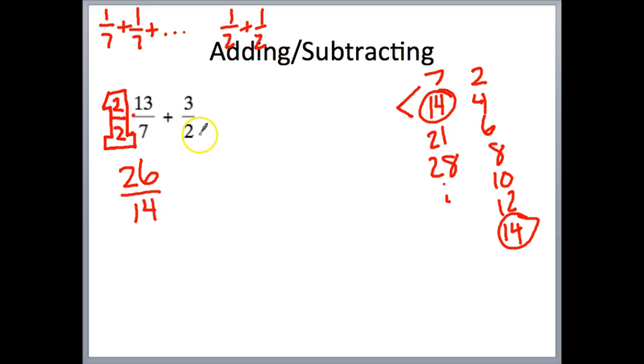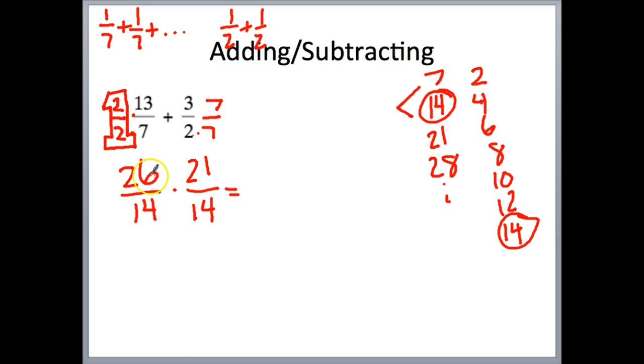So same thing here. How do I change 2 into 14? Multiply by 7. But I can't just do that to the denominator. That'll change 3 halves. So I have to do the same thing on top. Again, 7 divided by 7 is 1. So I didn't change anything here by multiplying by 1. That's the important part. So 3 times 7, 21. 2 times 7, 14. Exactly what we wanted.